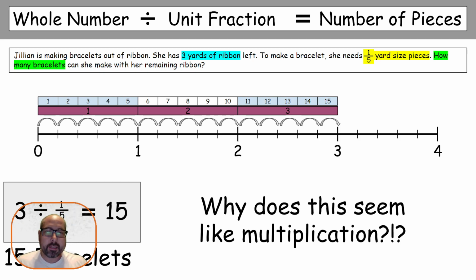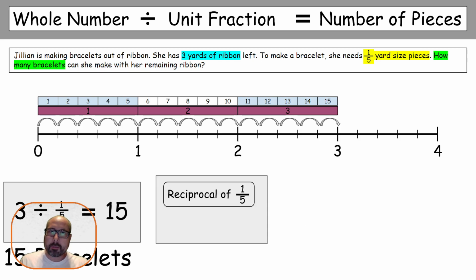Now, why does this all seem like multiplication? I'm glad you asked, because it basically is. Now, let me explain. Okay, but before I get into that, I want to explain what the word reciprocal means. Reciprocal means the inverse of something, which is a little bit like the opposite, not exactly, but it's going to be kind of the reverse of something. So we're going to take the reverse of the fraction, 1/5, and it's going to be 5/1.